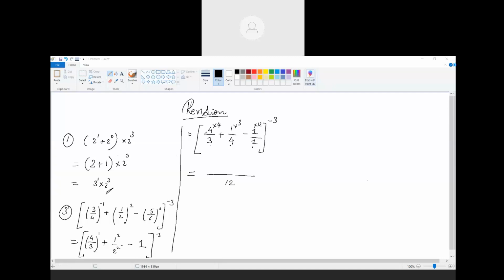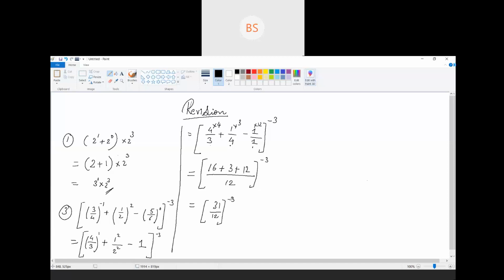Okay. So now we will multiply the numerators. 4 4s are 16 plus 1 into 3 will be 3 plus 1 into 12 is 12. Right? This is inside the bracket. So the bracket stays as it is, raised to minus 3. Now we will simplify. 16 plus 3 is how much? 19. 19 plus 12? 31. Correct. 31 upon 12 raised to minus 3.